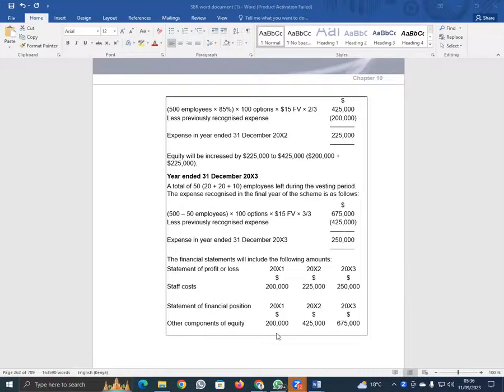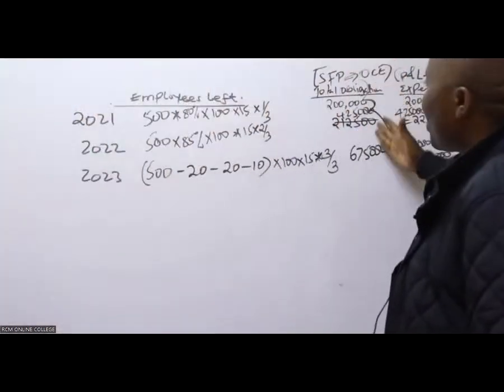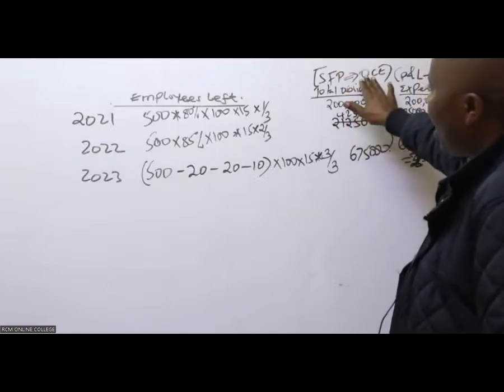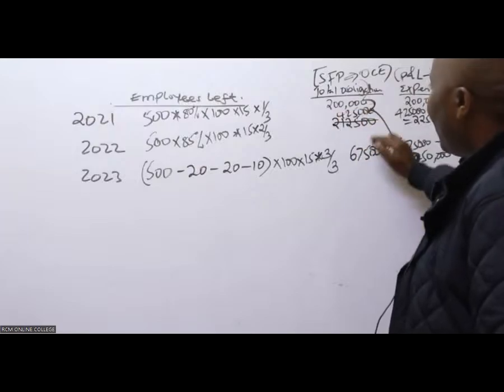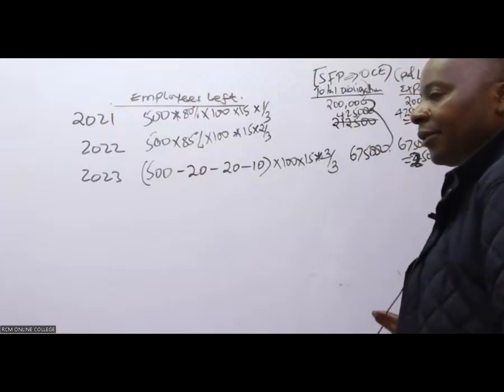And then, of course, we have the statement of financial position, other components of equity. We have 200,000, 425,000, 675,000. You don't need to write them in horizontal format like this. The moment you finish writing, your workings basically become your extract of the statement of financial position, other components of equity, 200, 425, like that. And then P and L, staff costs every year. You're done.